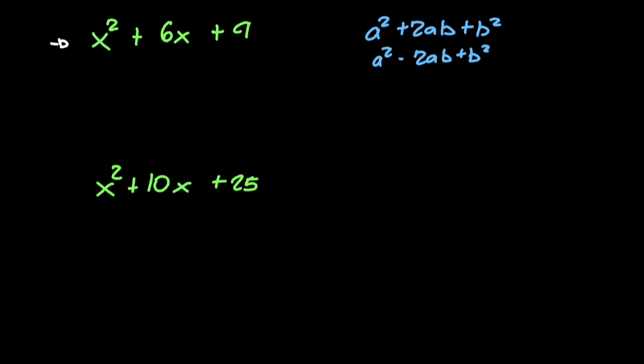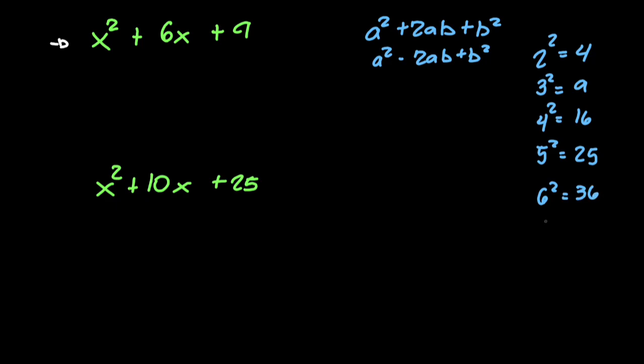Just a little note here for you to memorize. 2 squared, which is 2 times 2, will be 4. 3 squared will be 9. 4 times 4 would be 16. 5 squared would be 25. 6 times 6 would be 36. 7 times 7 would be 49. 8 squared would be 64. 9 squared would be 81. And 10 squared would be 100.